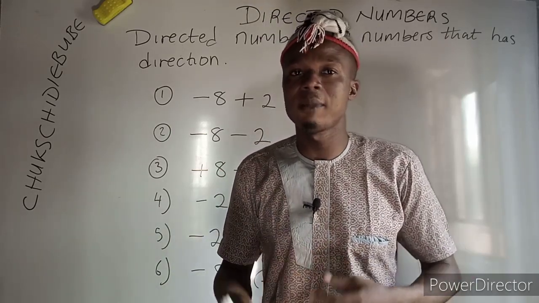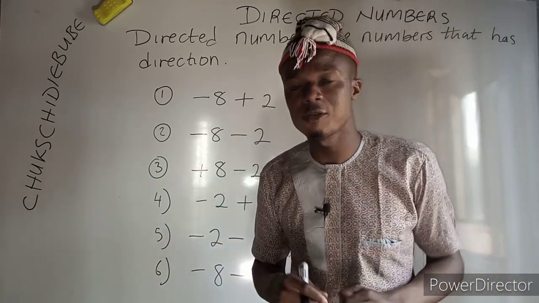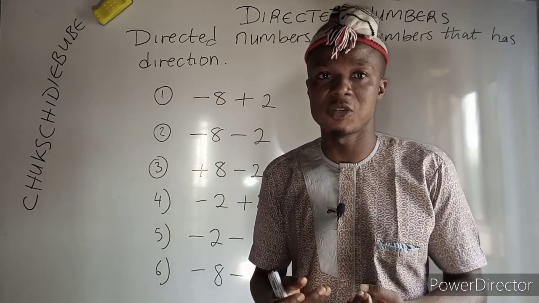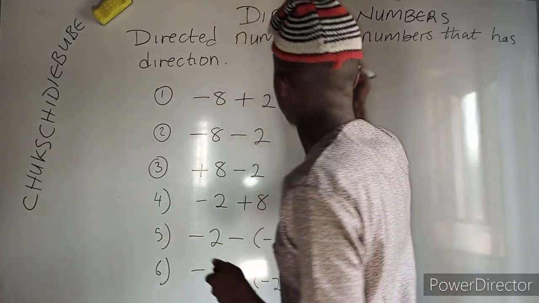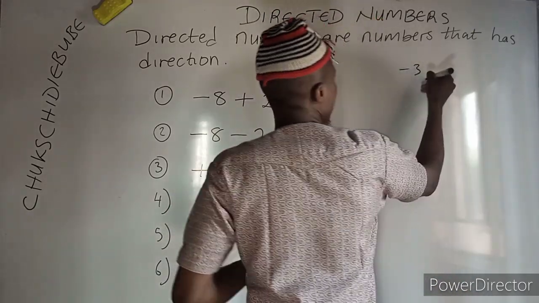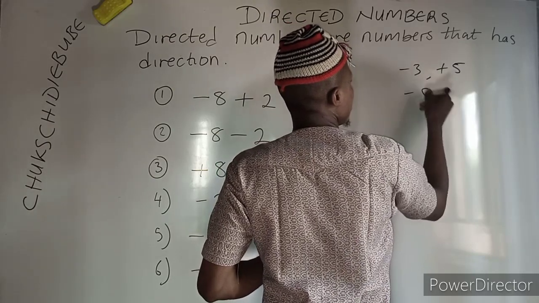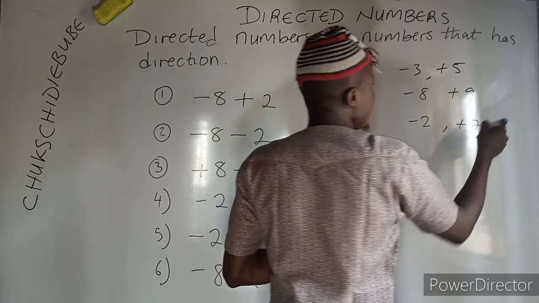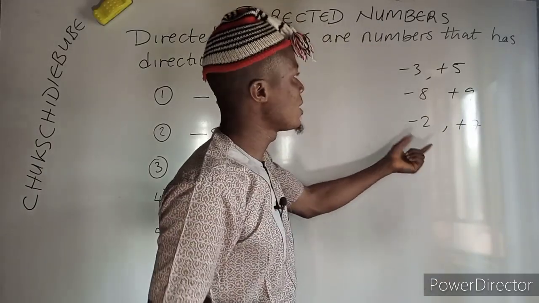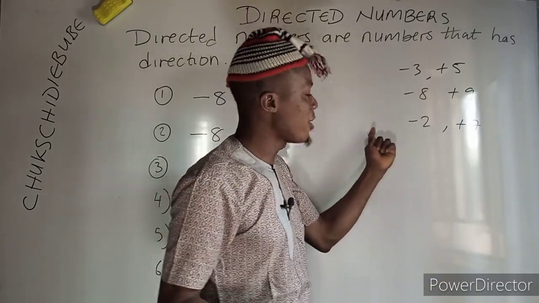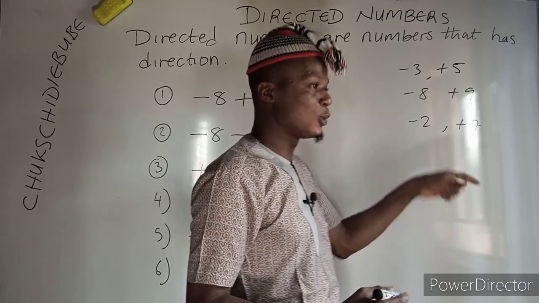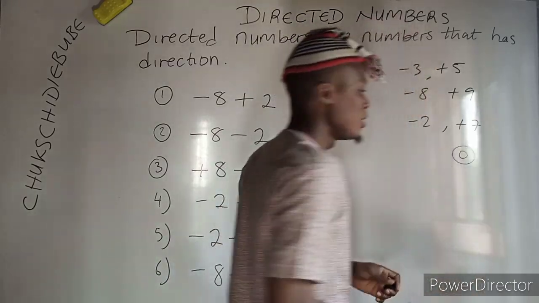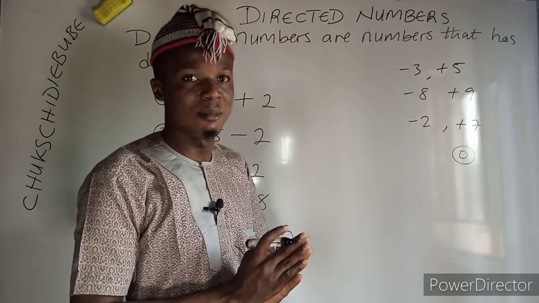Alright, so when you talk about all these directed numbers, I want you to understand that directed numbers are those numbers that have direction. So numbers like minus 3, plus 5, minus 8, plus 9, minus 2, plus 7, etc. All these numbers are known as directed numbers because they have direction, either to the negative or to the positive. But a number like 0 is not a directed number because 0 is a neutral number.